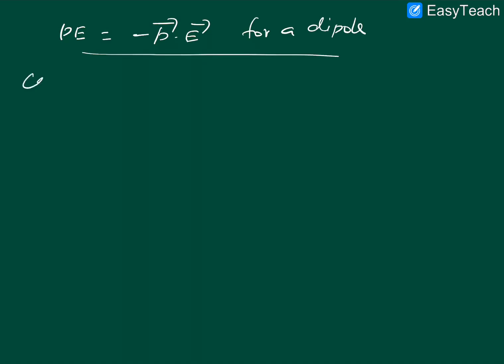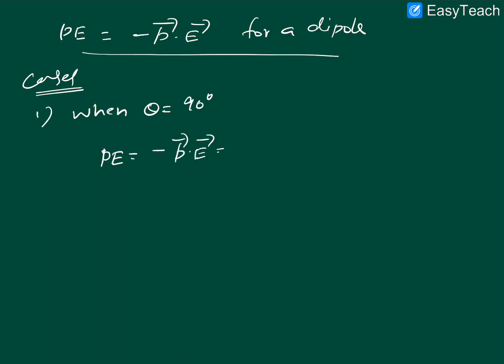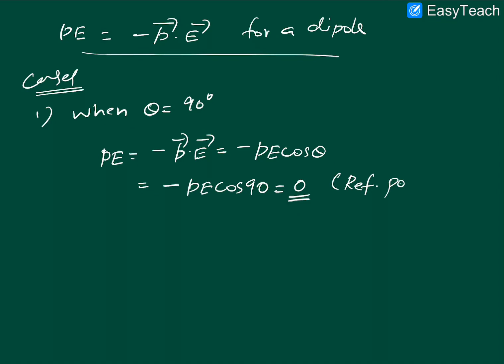Now let us discuss the cases. First case, when theta is equal to 90 degree, you are having potential energy is equal to minus P dot E, that is equal to minus PE cos theta, that is equal to minus PE cos 90. Cos 90 is 0, so potential energy will be 0. So that is your reference point when theta is equal to 90 degree.